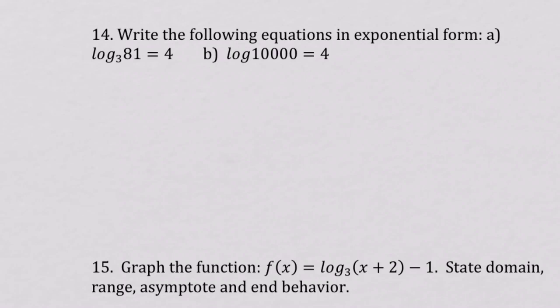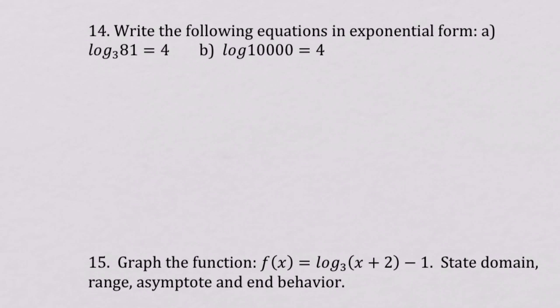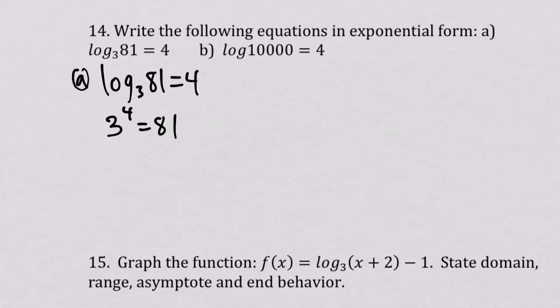Okay, 14, same idea, but you're going the other way. So there's only 2 of them here. Log base 3 of 81 equals 4, that's A. Let's do that one first. I'm going to exponential form, so once again notice the base first. Base is 3, so you have an exponent, a power with base 3. Your exponent is not 81 but 4. Go to the other side to get it. Equals 81. See that?